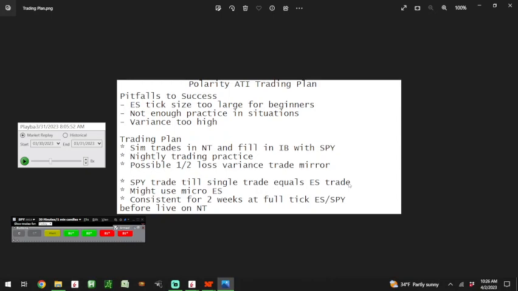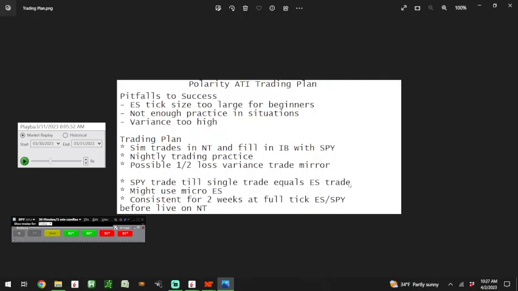Especially if you go into the trade nervous because of the tick size and the amount that you could lose, it's not going to work out. You're going to be super emotional, make bad decisions, second guess good trades, and close things early. That's really where it's not looking good, if you're in that kind of state of mind. So that is one of the pitfalls to success.